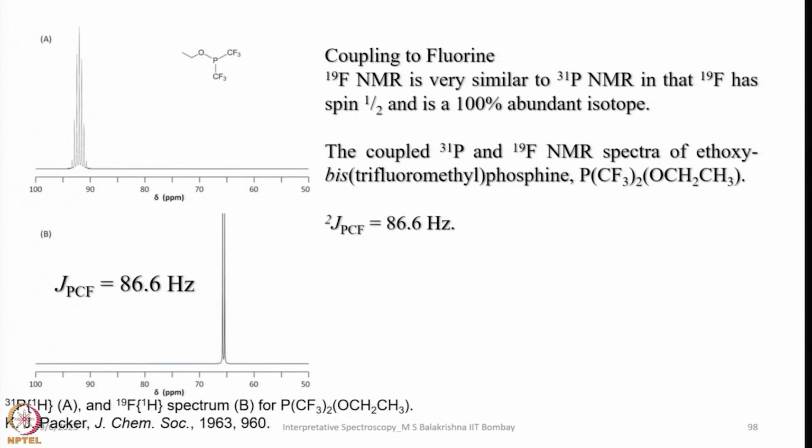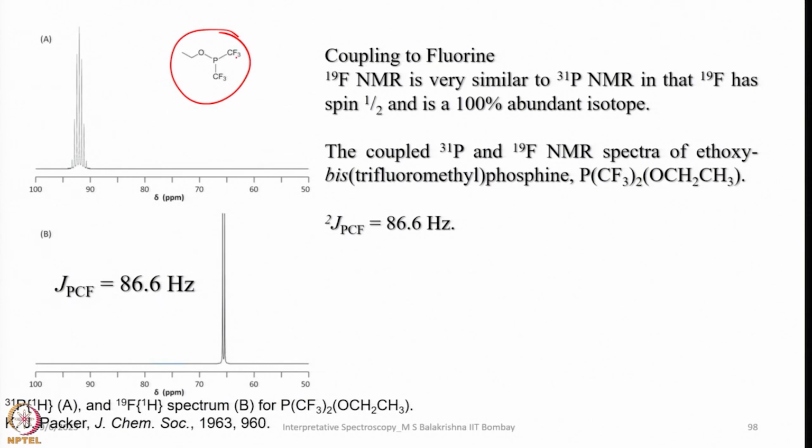Let us look into one more example here. This is a very interesting molecule. We have one ethoxy group on phosphorus and we have CF3 groups. First let us look into the 19F NMR. 19F I haven't discussed. 19F is also very similar to 31P and 1H NMR because its spin is half and it is 100% abundant. The interpretation is very similar to 1H and very similar to 31P NMR. So that's the reason I am considering this molecule where we have phosphorus as well as fluorine. Now first look into 19F NMR of this molecule here.